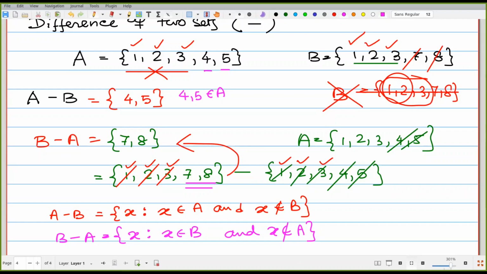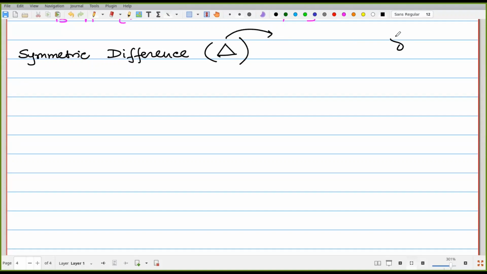Is that clear so far? Yes, sir. Okay. Next, another operation, and that one is called the symmetric difference. The notation is the capital delta, a Greek letter. The small delta is different, and this one is called the capital delta.